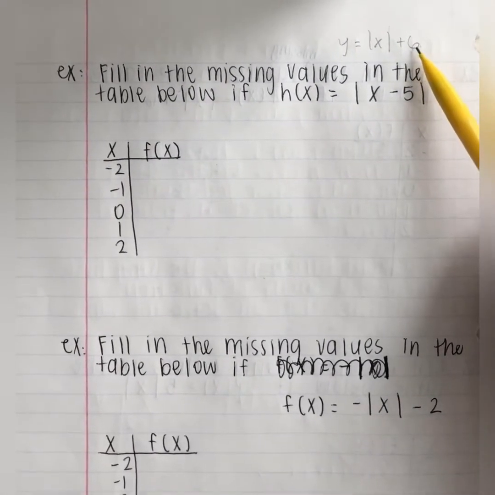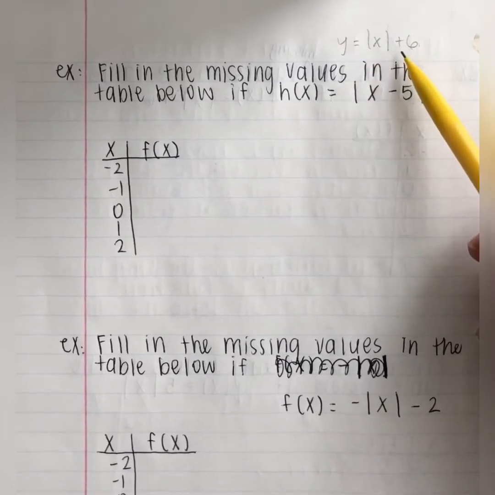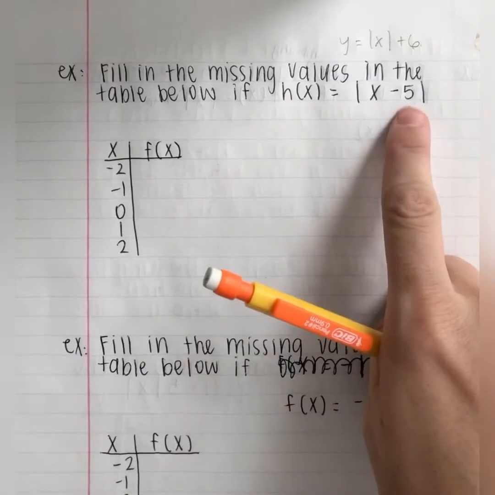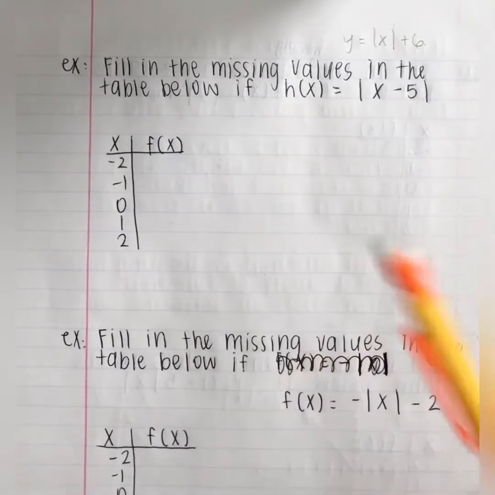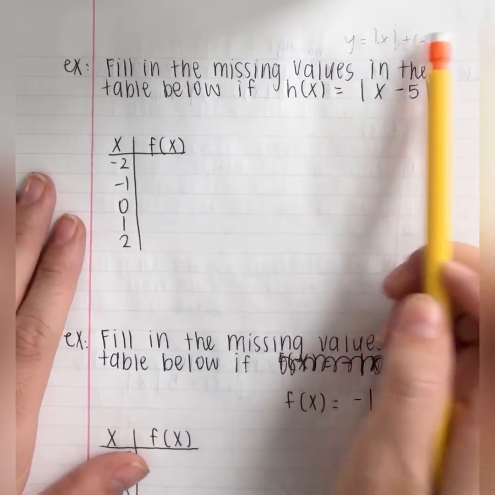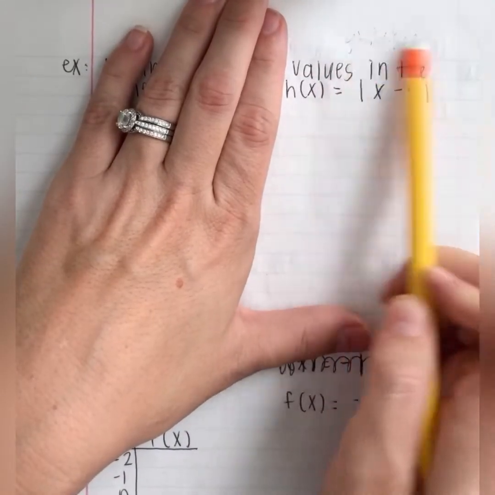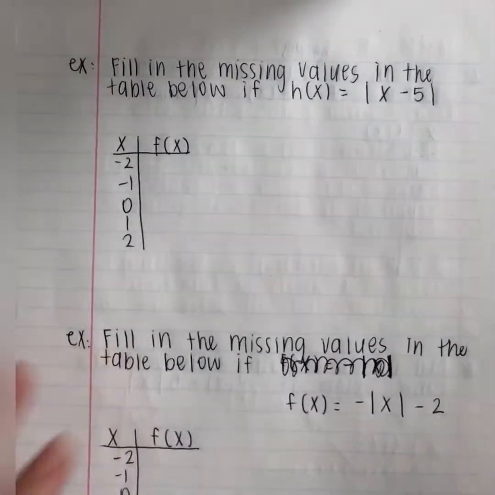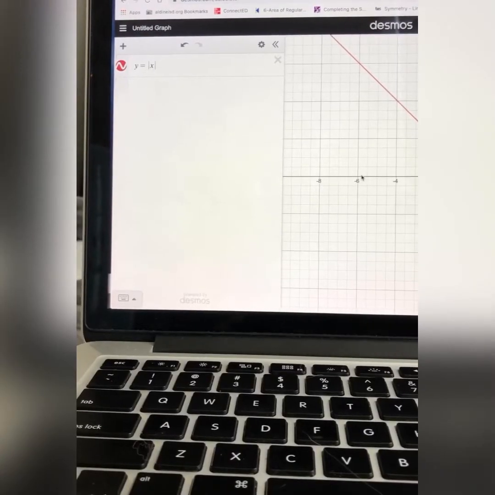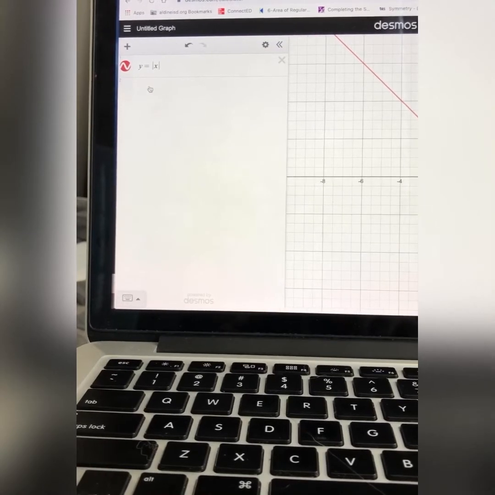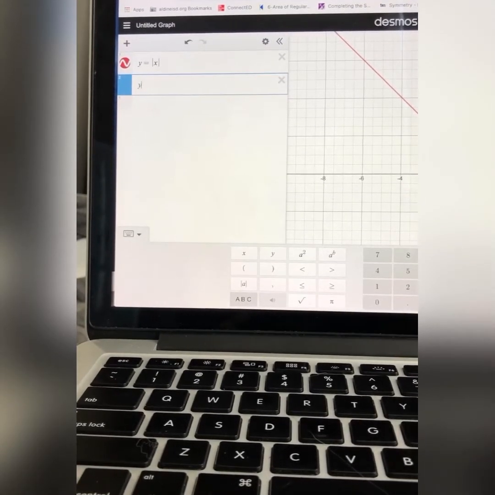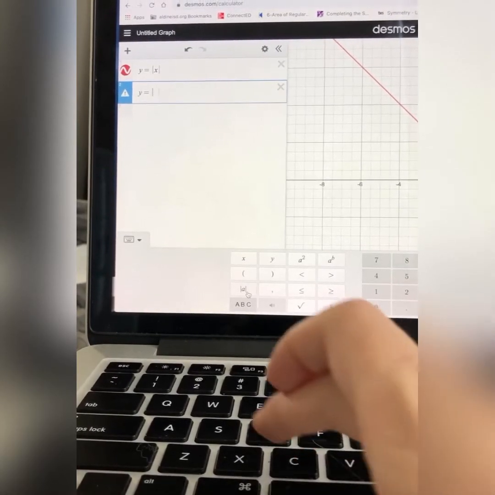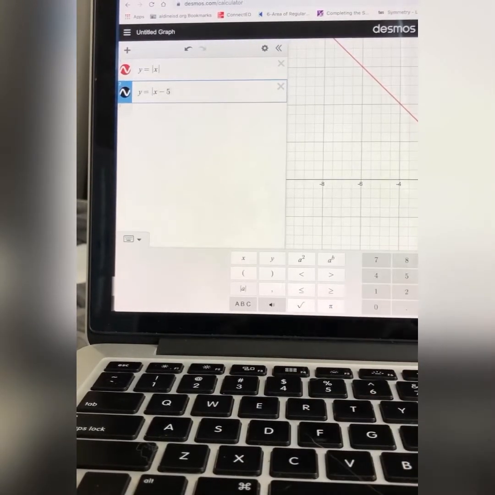The +6 that was outside of our absolute value signs, that took us up 6, okay? So this -5 that's inside, the numbers inside of your absolute value sign, that's what's gonna take you either left or right, okay? So let's look at it. All right, we're back to Desmos.com. And now we're going to do y equals the absolute value of x minus 5.